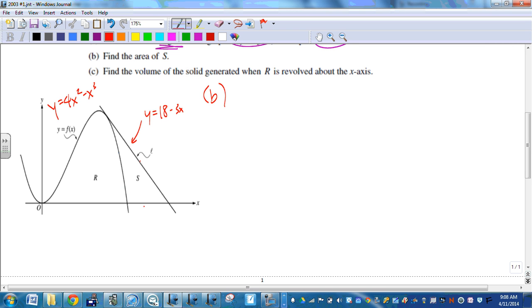So what we're going to have to do for this one is break it up into two parts. We're going to look at this little region right here, and this little region right here. We can find the area of each part separately and add them up to get the area of S. So we know this point right here is at 3, 9. And we're going to use dx cut for each of these because we have to. We can't use a dy cut.